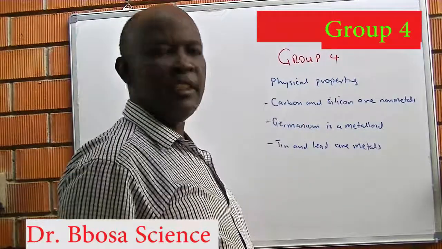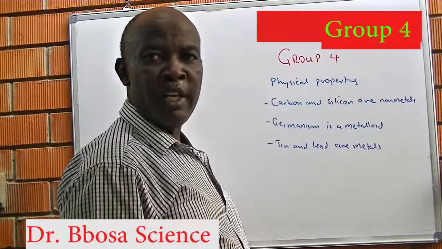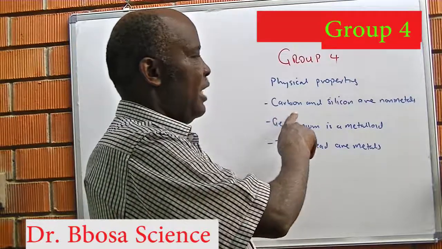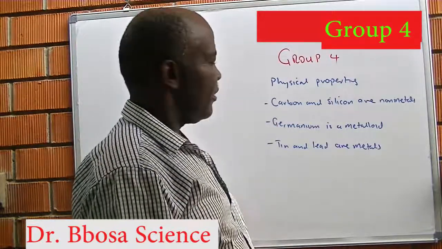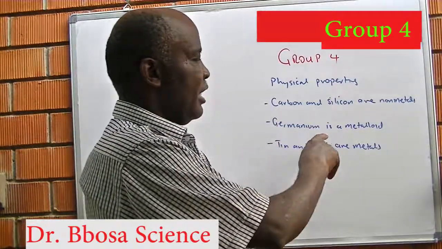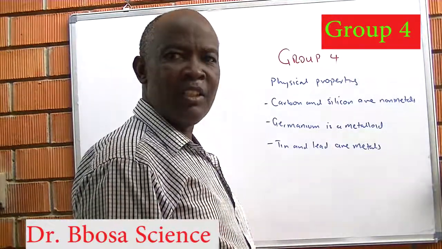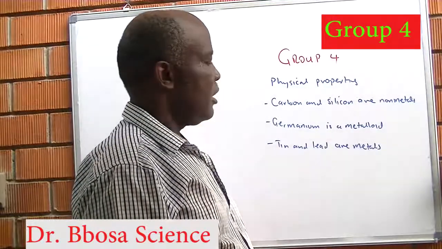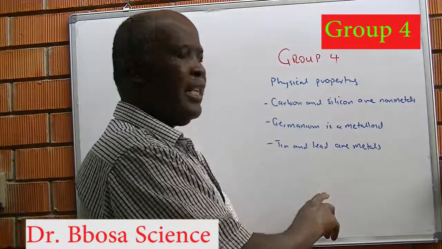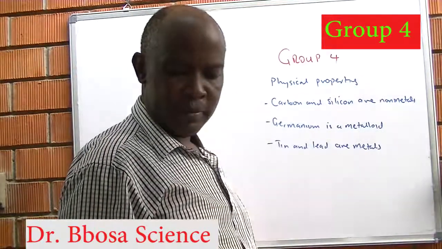Physical properties of group 4 elements. Carbon and silicon are nonmetals. Germanium is a metalloid. It has both characteristics of metals and nonmetals. Tin and lead are metals.